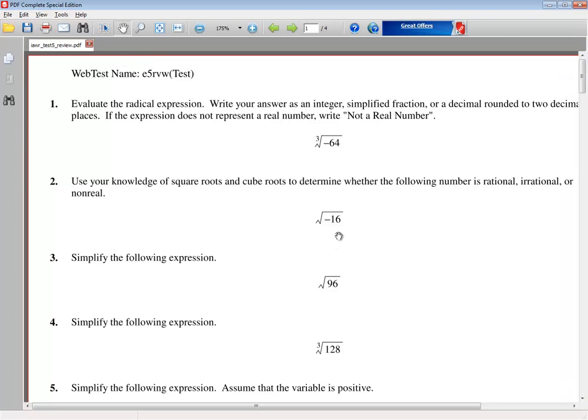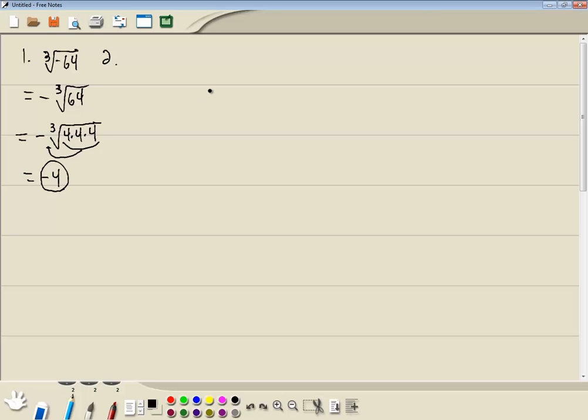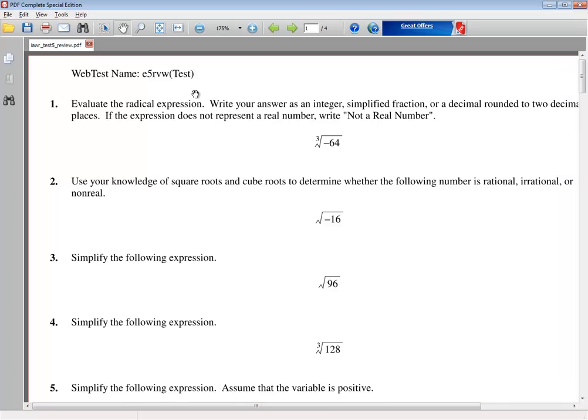Now second problem, we have square root of negative 16. And the instructions say, use your knowledge of square roots and cube roots to determine whether the following is rational, irrational, or non-real. For purposes of what we're doing in this particular chapter, rational means you come up with a nice answer. The radical disappears. Irrational means it won't come out of the radical. And non-real is when you got a negative number inside of a radical with an even index.